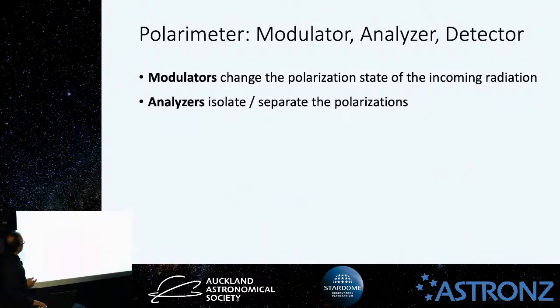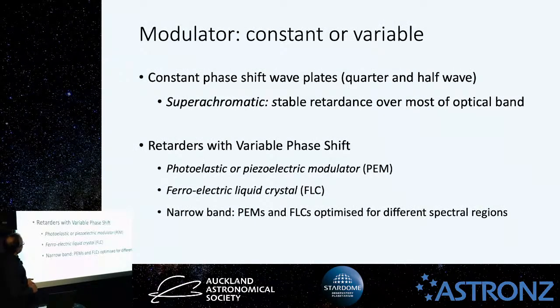So for the modulator, there's kind of 2 kinds. You can have a constant phase plate or a variable one. The variable ones are based on some pretty fancy electronics. They're typically optimized for a pretty narrow band, so you can't use them over the whole optical spectrum. It's much more common to get these constant phase shift wave plates called quarter wave plates and half wave plates.